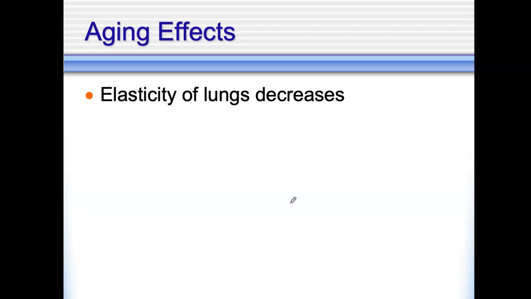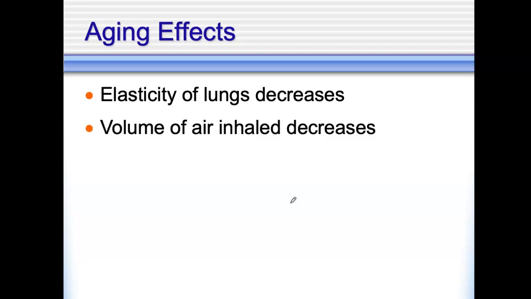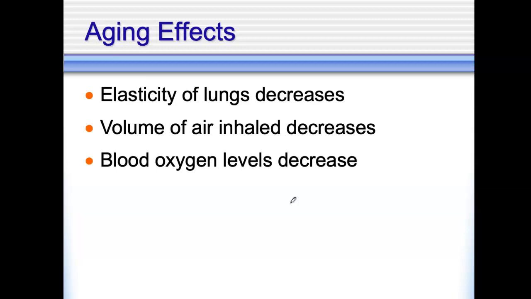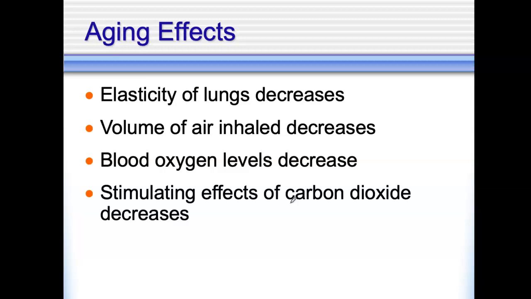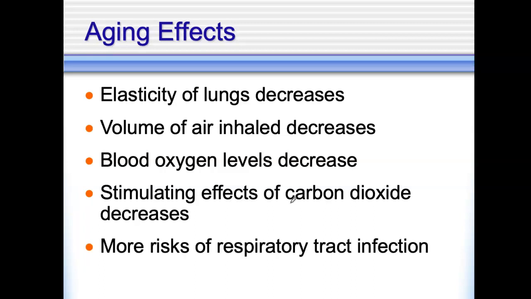As far as aging effects, the elasticity of the lung decreases, and therefore the volume of air inhaled decreases. We can measure this really well. In our physiology class, we can measure how much volume of air you're moving when you breathe and the maximum capacity of air that you have to inhale. So when that volume is decreased, blood oxygen levels obviously decrease along with it. So those stimulating effects of carbon dioxide decrease also. So you're breathing less, more shallow breathing also. And again, greater risks of respiratory tract infection.